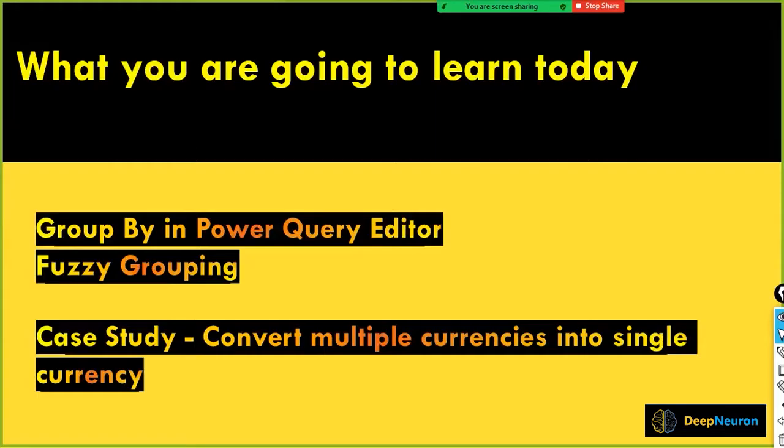Now let us take a look at how to perform group by operation using Power Query Editor. And also we will take a look at the fuzzy grouping, which is very specific to Power Query Editor. And followed by this, we'll walk you through a simple case study wherein we'll take a look at how to convert the multiple currencies into single currency.